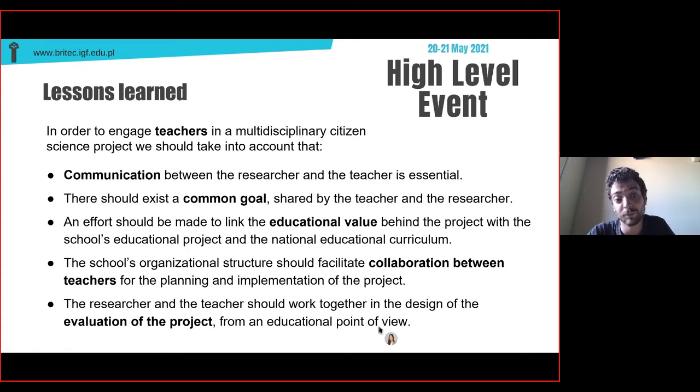And some of the lessons learned from the teacher point of view, in order to engage a teacher, which can also sometimes be complicated because we have many things on our plate. So why should we engage in a citizen science project? Well, the first thing that we should take into account to engage a teacher in a citizen science project is one of the things that I said before: communication between the researcher and the teacher is also essential. They cannot work separately, they must work together in order to identify common goals, which is the second point.